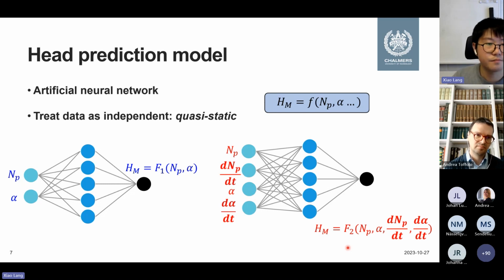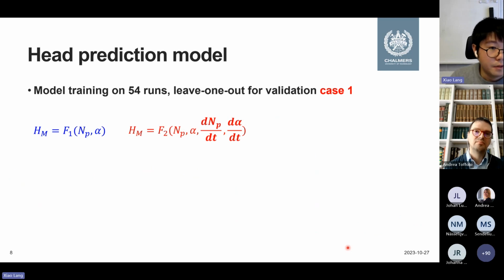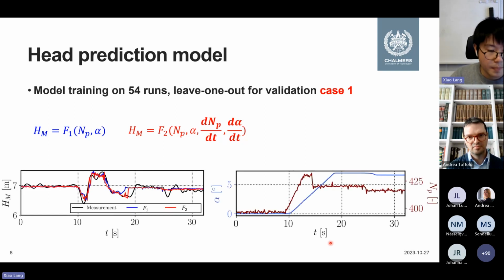In the next slides, we have trained the models on 55 runs, since we have 55 different experiments in total. So we leave one whole unseen experiment out for validation. And this is validation case 1. We have also compared these two models' prediction capabilities, and then we see the results.